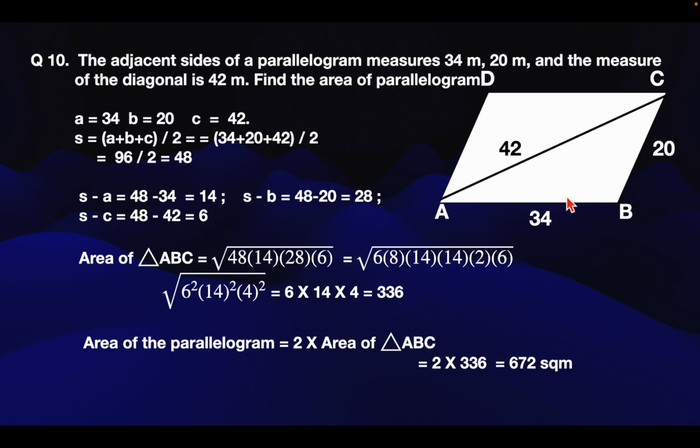So let us find the area of triangle ABC. Here A is 34, B is 20, C is 42, S is A plus B plus C upon 2, 34 plus 20 plus 42 upon 2, that is 48. Find out S minus A, S minus B, S minus C. Substitute and then evaluate, factorize in such a way you get squares like this. You will get the answer as 336 square meter. You have to multiply this by 2. So 2 into 336 is equal to 672 square meter, which is the area of the parallelogram.